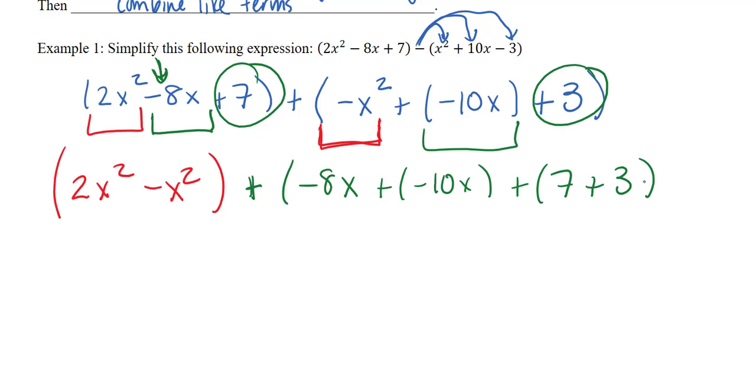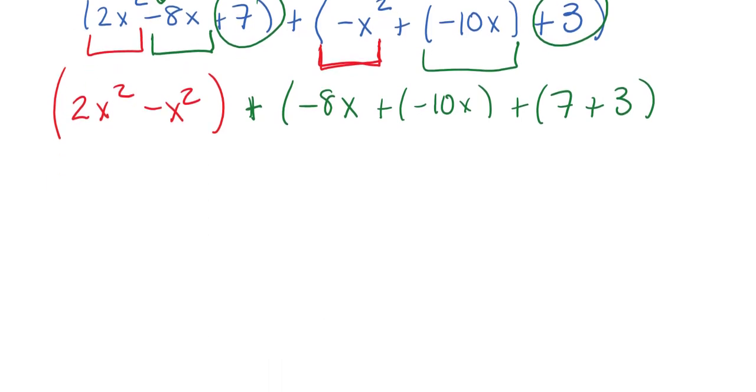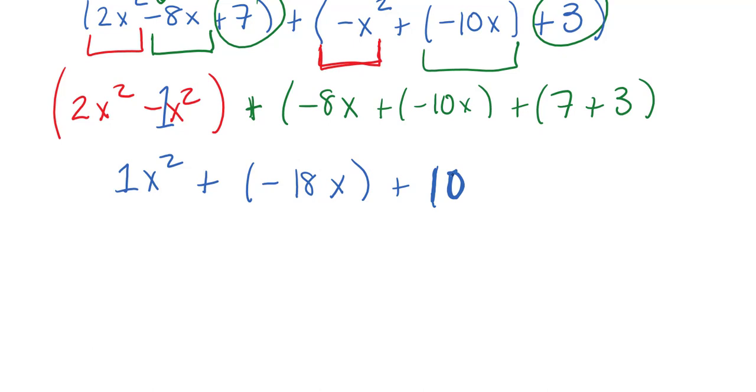So now let's go ahead and solve. We have 2x squared minus 1x squared. So that's just 1x squared. Plus, we have -8x plus -10x. Well, that's just becoming more negative, so we can add 8 plus 10, keep the negative sign, so that's -18x. Plus 7 plus 3, so that's 10. We'll just leave it outside the parentheses, with no parentheses for that.